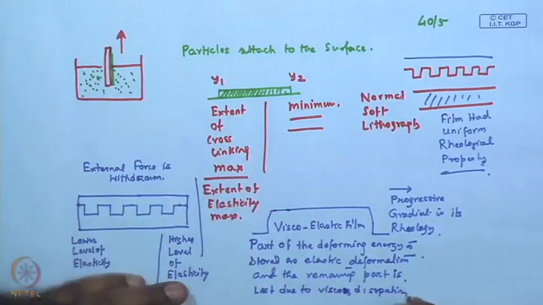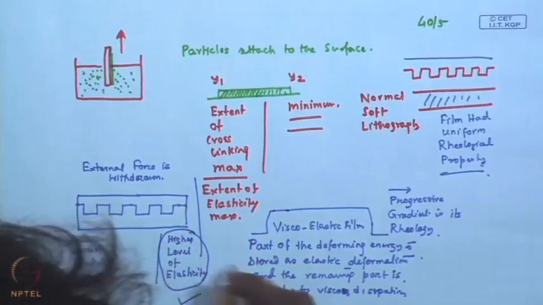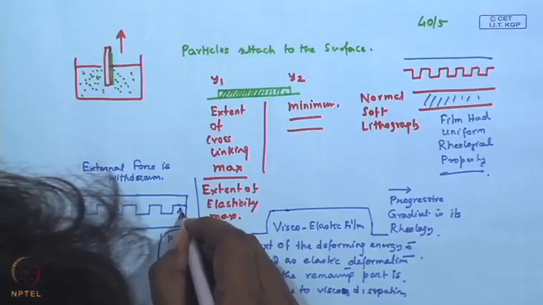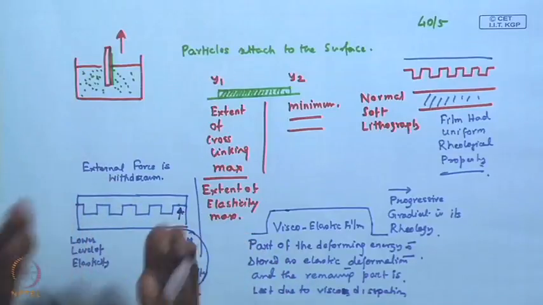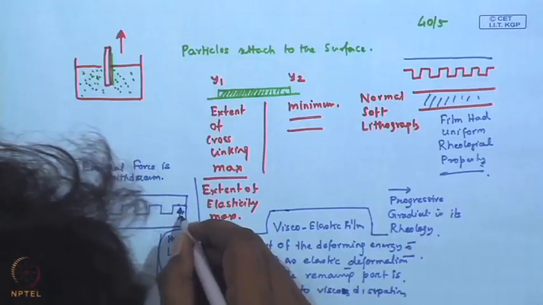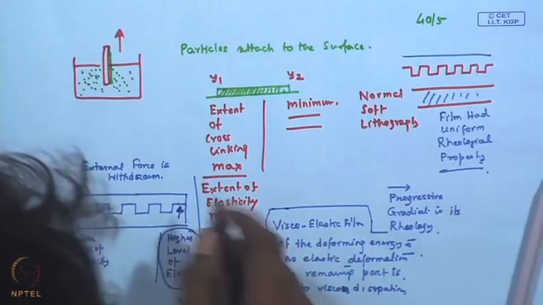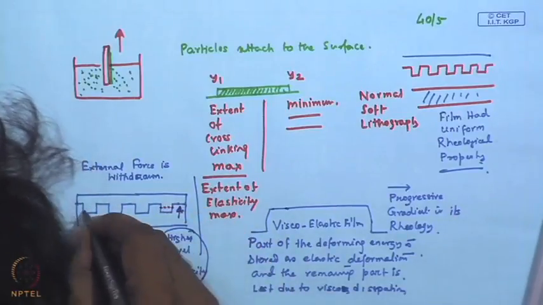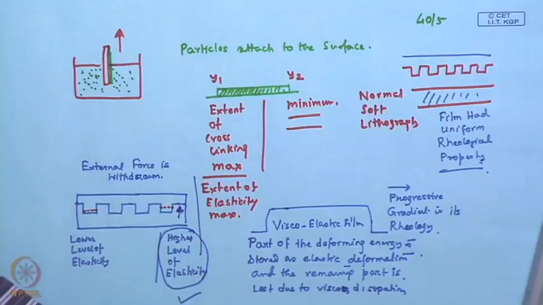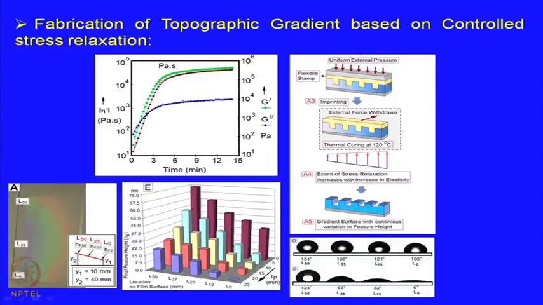So, here the extent of energy that is stored as elastic deformation is higher, and therefore, the stress relaxation will be higher here, which will be in the form of pushing the stamp upwards. Okay. So, at this location the stress relaxation will be more, and the film will push the stamp upward by a higher extent as compared to this location, and this eventually results in a film where you have a gradient in the feature height. Okay. So, it is because of this.